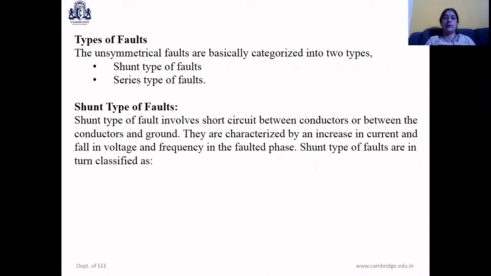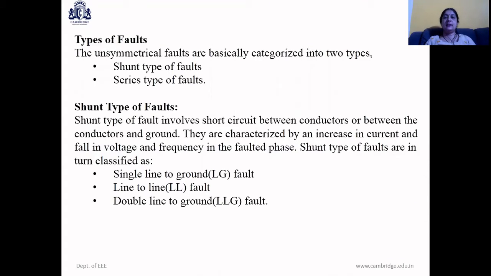The shunt type of faults involves a short circuit between the conductors or between the conductors and the ground. They are characterized by a huge increase in current and a fall in voltage because of the short circuit. The frequency will also fall in the faulted phase. Shunt type of faults are classified as single line to ground fault, line to line fault, and double line to ground fault.